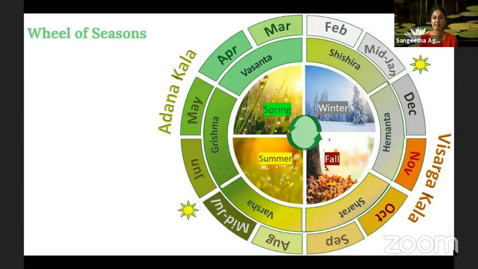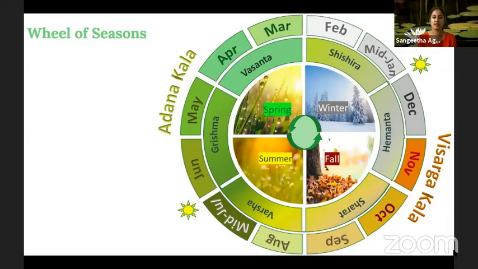As a result, the heat builds up in the environment and the moisture from the earth is drawn up, leaving the earth dry towards the end of summer. So in the summer season we'll observe that it's fairly dry and there is a lot of heat element in the environment. So this Adana Kala culminates in Grishma Ritu, which is our summer, and it culminates in mid-July.